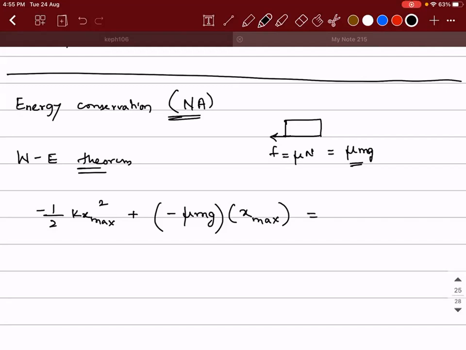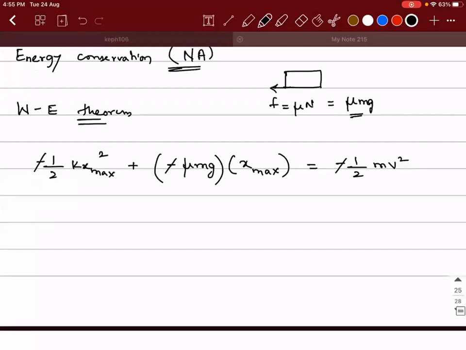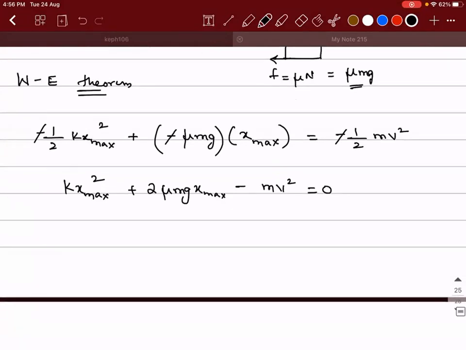This should be equal to minus half m v square, because it is 0 minus half m v square. So first thing, the minus will get cancelled. Now what you get is k x max square plus 2 mu m g x max minus m v square is equal to 0. It is actually a quadratic equation in x max. When you solve this, you will get a positive value and a negative value. The positive one is going to give you the answer.